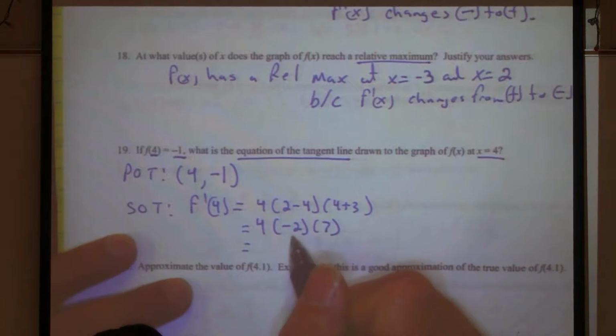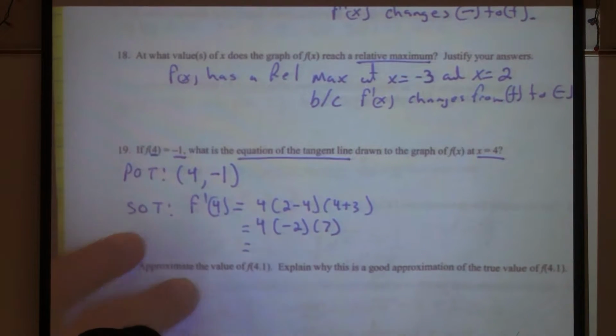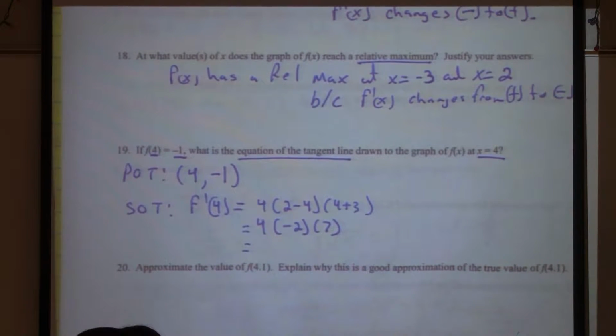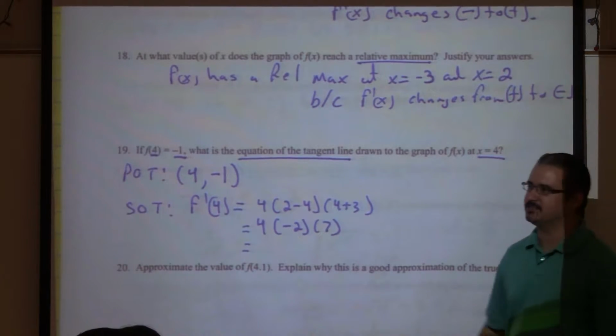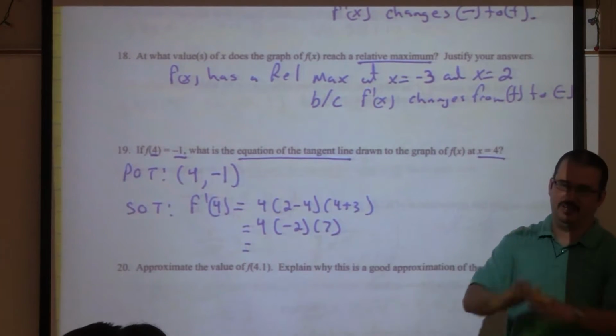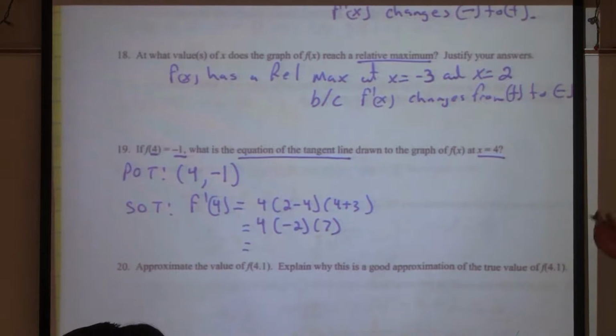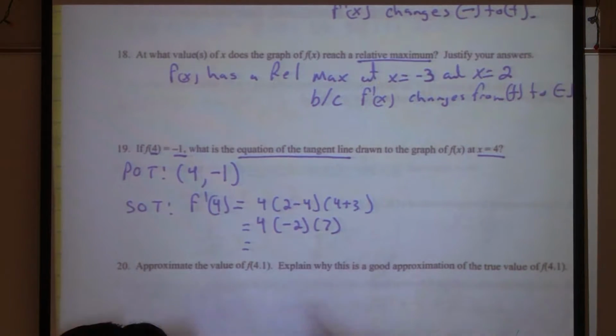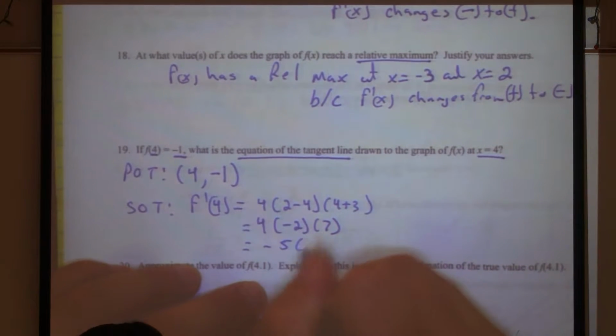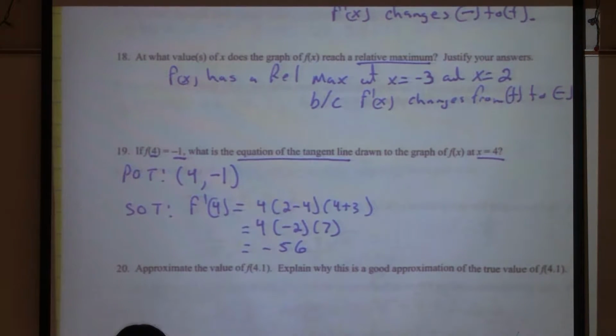Or you can do 4 times 2 and add 4 times, right? You can draw 14 bolitas and then another 14 bolitas. And then add them all up. Everyone's happy? Alright, negative what? 56.